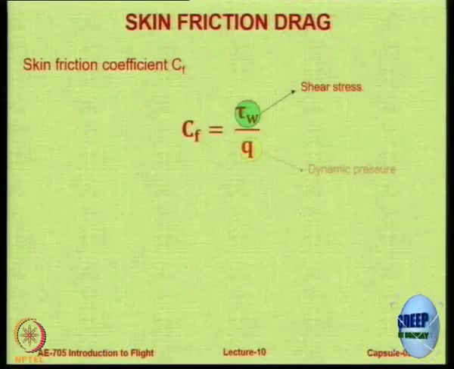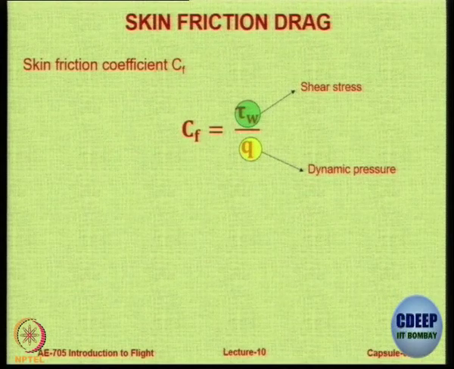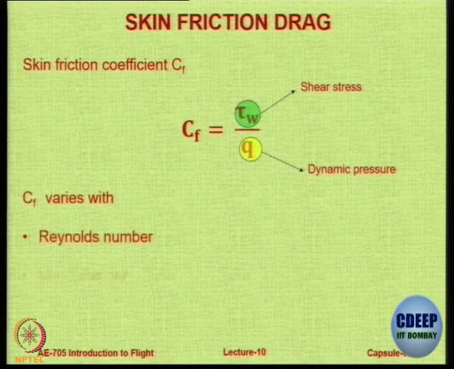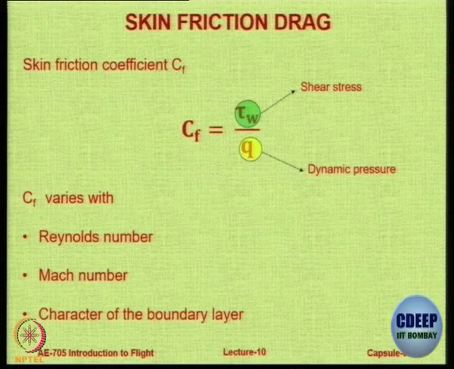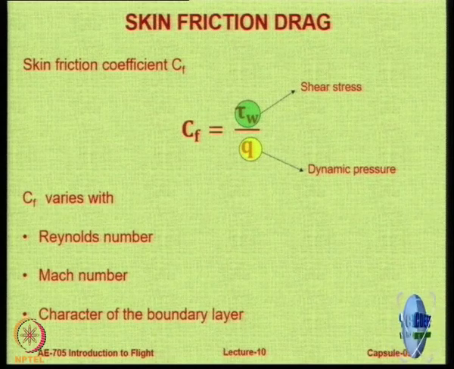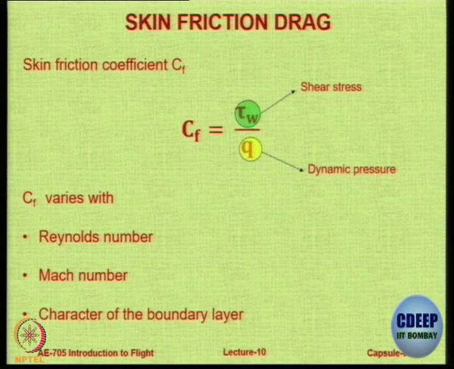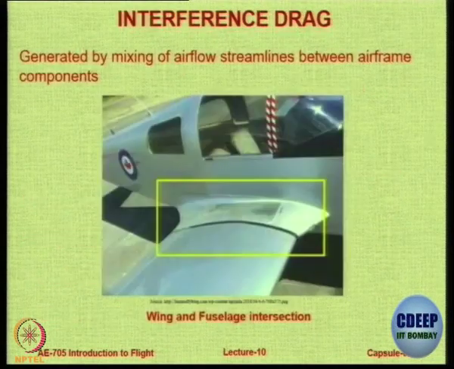So, we define this by a skin friction coefficient, which is basically a ratio of shear stress to the dynamic pressure. So, it is a function of Reynolds number, because Reynolds number is present in half rho v square, Mach number because v is affected by Mach number, and also the nature of the boundary layer, whether it is laminar or turbulent. Okay. Then we have interference drag.